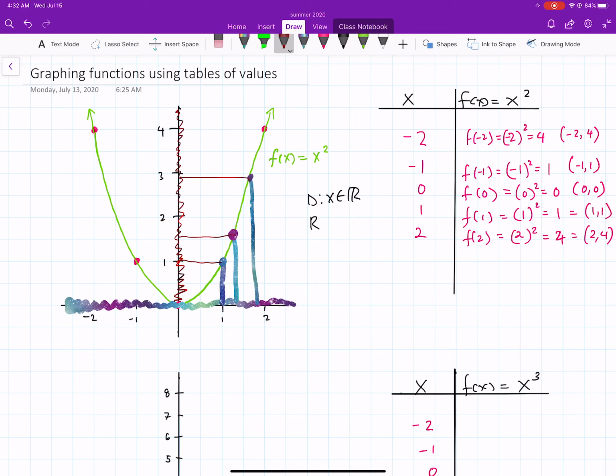So I know that the range is going to be y belongs to from what? 0 upwards, including 0. So I show that by the square bracket, 0 to what? 0 to infinity.